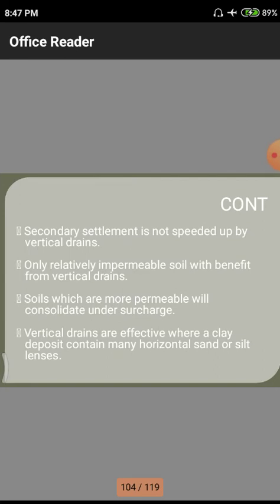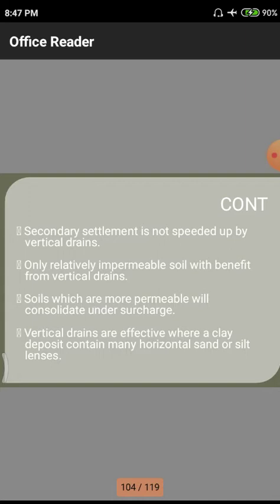The secondary settlement is not sped up by vertical drains. That means secondary settlement is not speeded up. Up to primary settlement these vertical drains have a huge effect, but in the case of secondary settlement they are not usable. Up to a particular limit only do these vertical drains have capacity. Next one, only relatively impermeable soil will benefit from vertical drains. That means relatively impermeable soil benefits from these vertical drains.